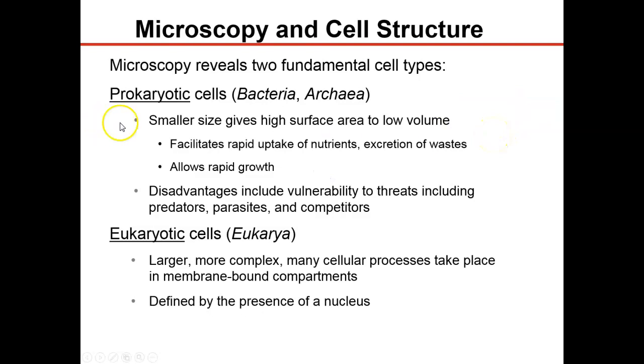So the invention of the microscope led us to identify two major groupings of cells, the prokaryotic cells and the eukaryotic cells. Prokaryotic cells are always smaller in size, which means they have a larger surface area to volume ratio, which allows them to take nutrients in much faster. But they're also more prone to predation, parasites, as well as being outcompeted.